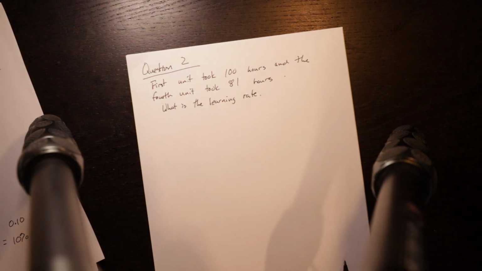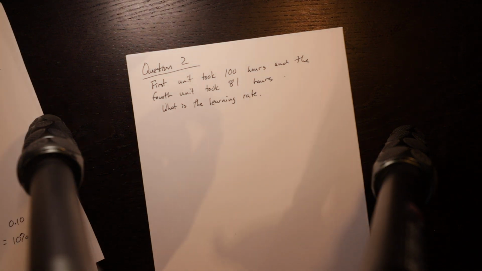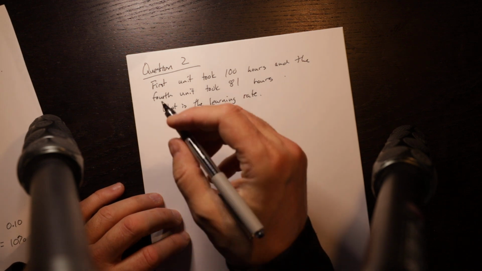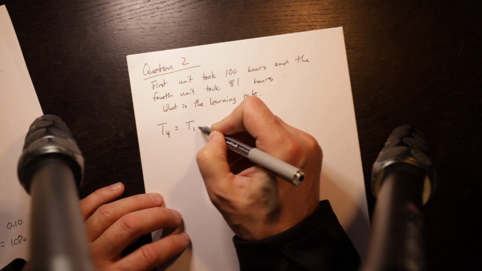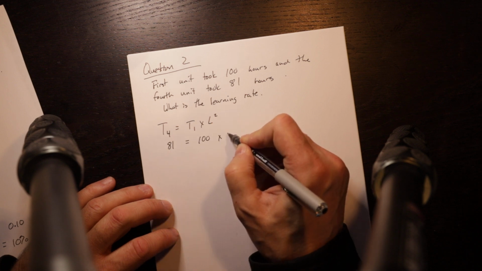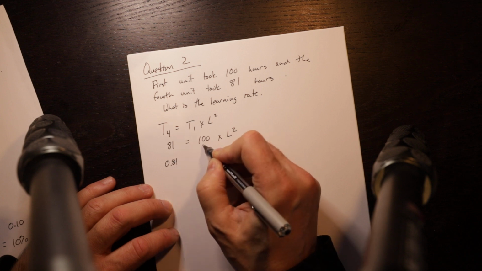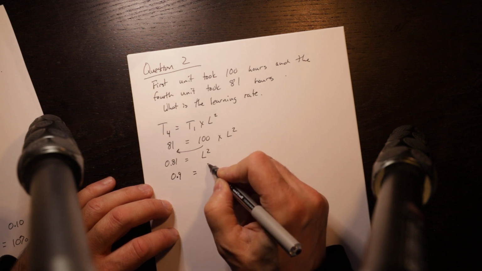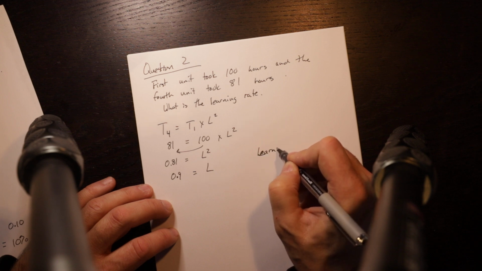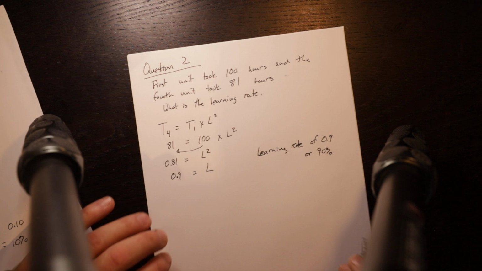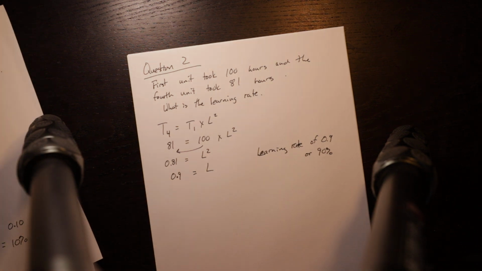Now, the temptation would be just to put 81 over 100, but that would only work if the second unit took 81 hours. So this is really just testing that you understand the system or the formula, and because we know the 4th is on that doubling path, we can use the arithmetic approach. So T4 is equal to T1 times L squared, because we double twice to get to 4. So 81 is equal to 100 times L squared. 0.81, by taking this over to that side, is equal to L squared. Take the square roots of both sides, and you've got a learning rate of 0.9 or 90%. Relatively straightforward, just trying to make sure you understand how it goes from one to the other.